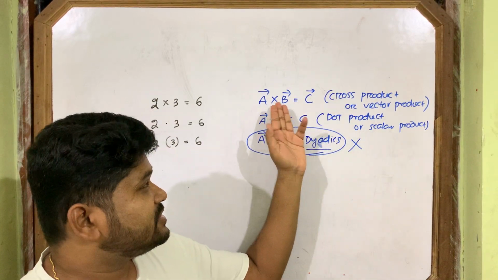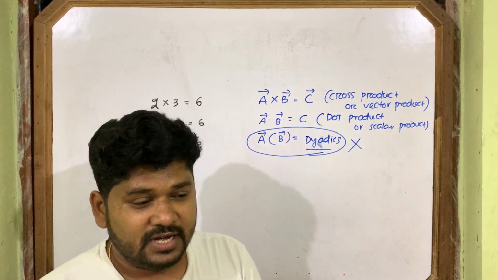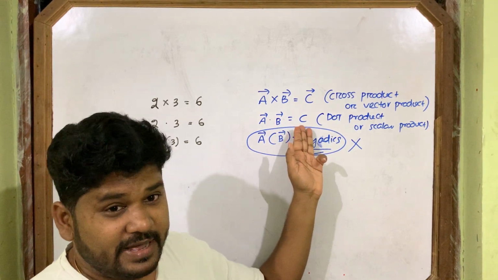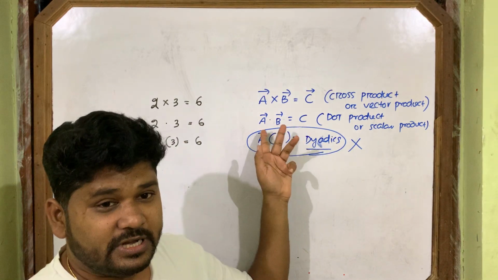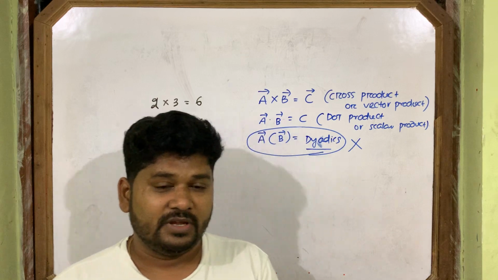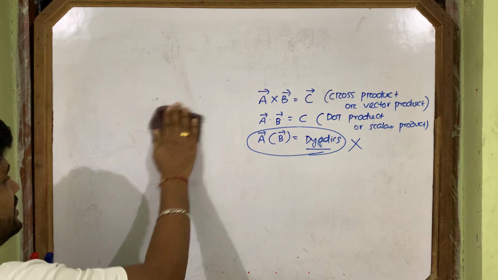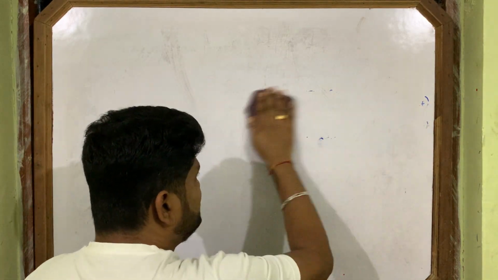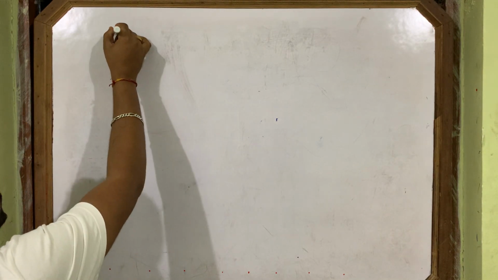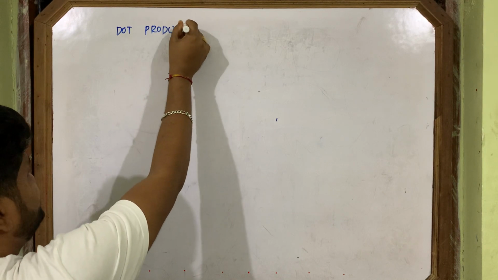As the result in the cross product is a vector, that is called a vector product, and when you multiply two vectors by dot, the result is a scalar. Direction will vanish, no direction you will get, and that product is called a scalar product. So let's discuss first the scalar product or dot product, then we will go to the cross product. Let's discuss first the dot product of two vectors.